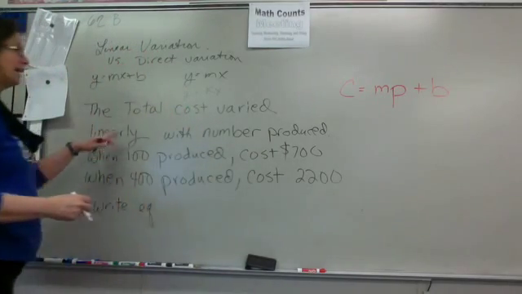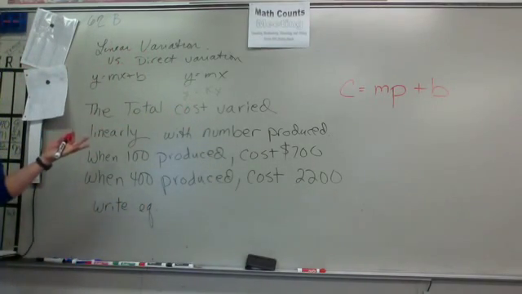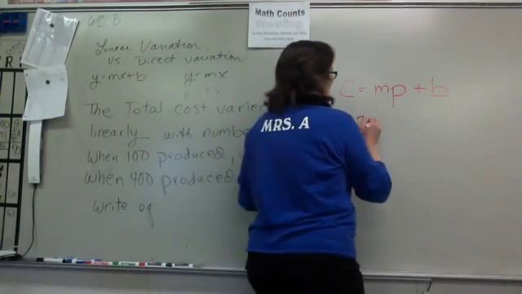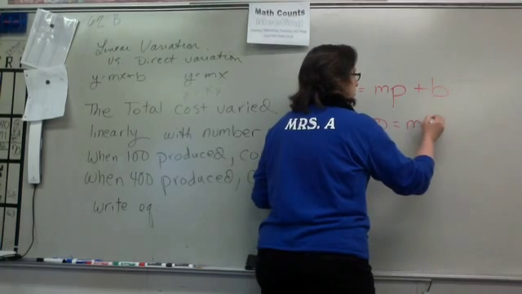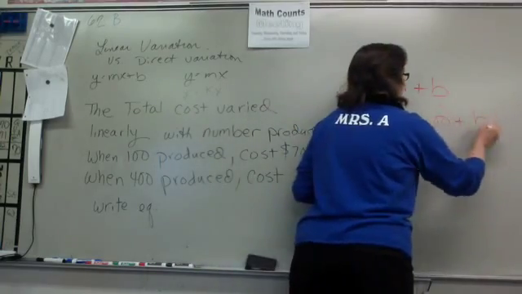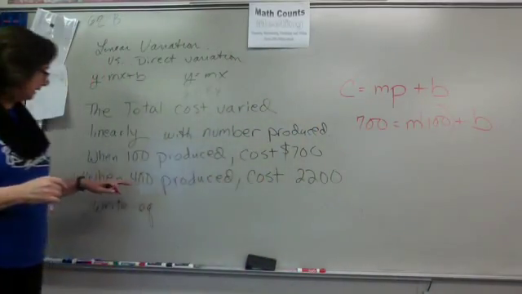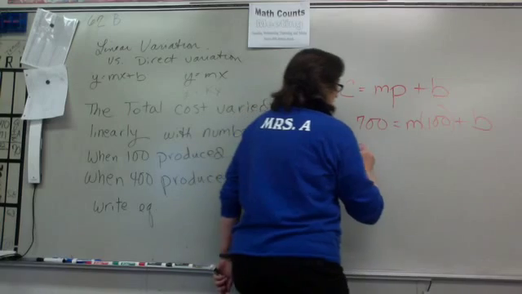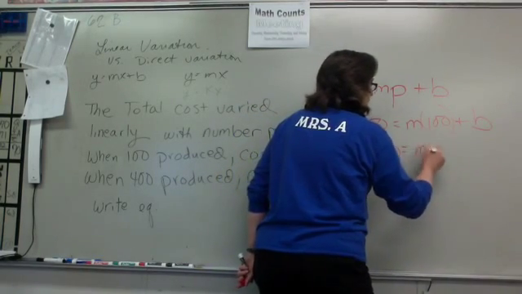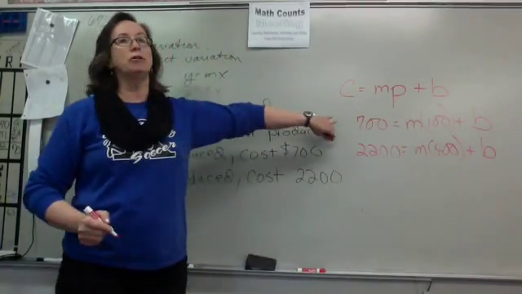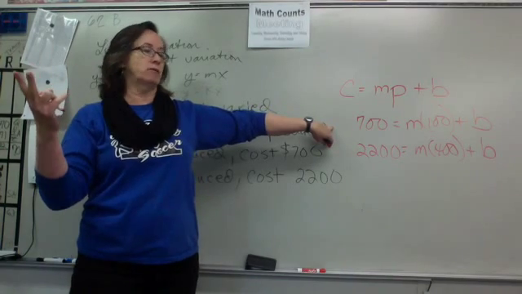All right, then it gives me some information, just like it would do on a direct variation problem. It says when 100 are produced, the cost is 700. When 100 are produced, so I'm going to put 100 in here for my input variable. 700 is the cost. And then it gives me another one. When 400 are produced, 2,200 is the cost. So 2,200 is the cost when 400 are produced. So we have two linear equations with two unknowns.